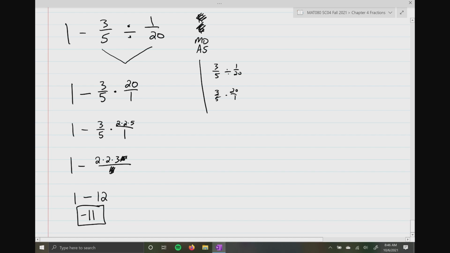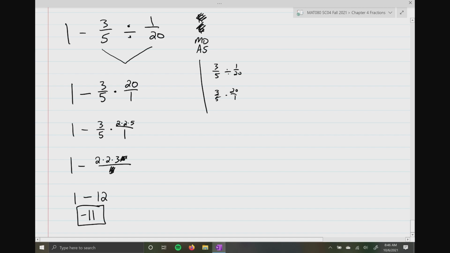So that is dividing fractions, which means we need to know how to rewrite that. Then we simplify, and then lastly we just subtract. That's it. So the hard part here was just recognizing order of operations.